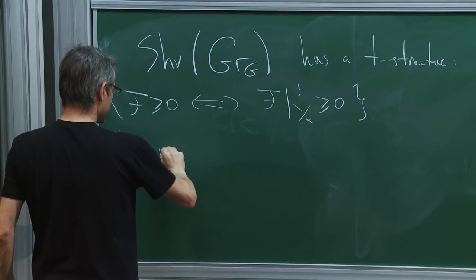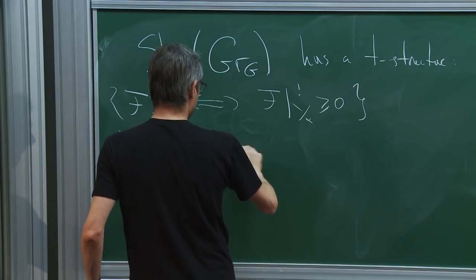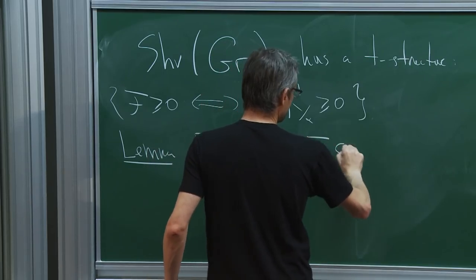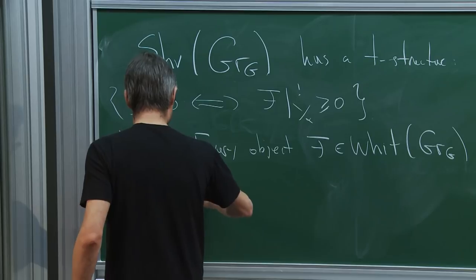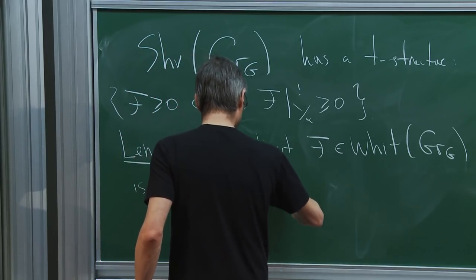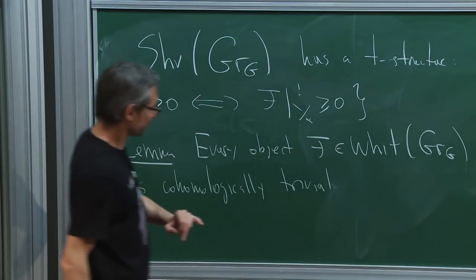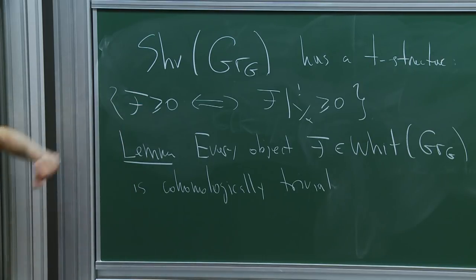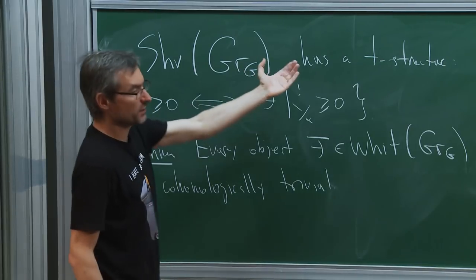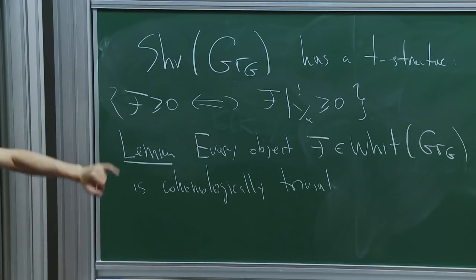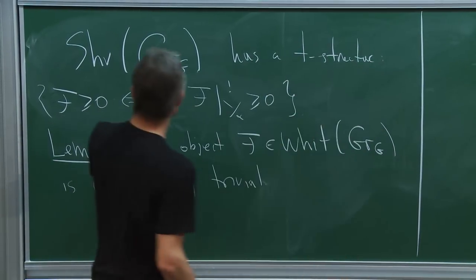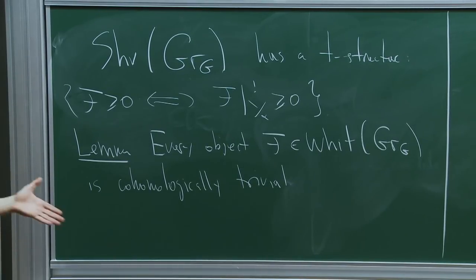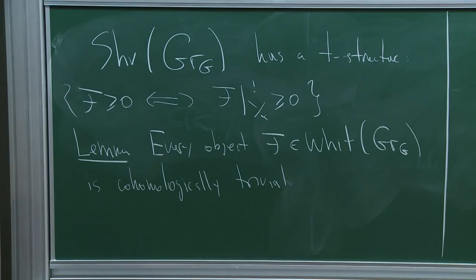So now you can prove the following general simple lemma: every object F in this Whittaker category is cohomologically trivial. I said this category has a T structure, and for that reason, for every object it makes sense to take its individual cohomologies. I'm saying that for every object in my Whittaker category, all of its cohomologies are zero. However, the trick here is that the T structure is what's called non-separated. There are non-zero objects all of whose cohomologies are zero, but the object itself is non-zero. A typical example of such is the dualizing sheaf.